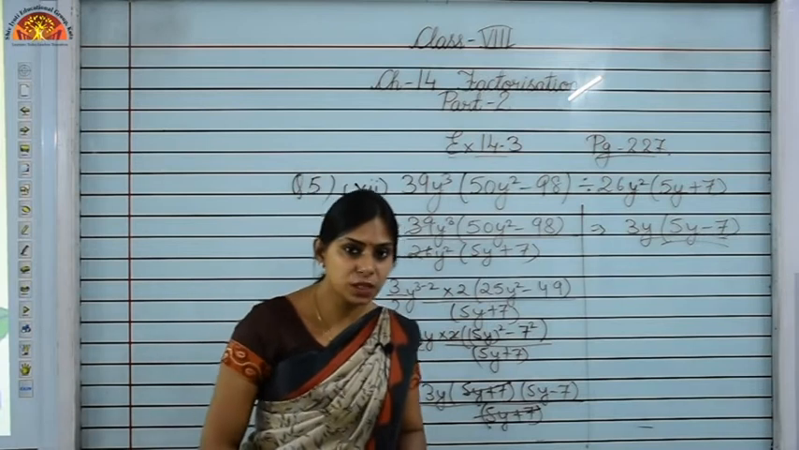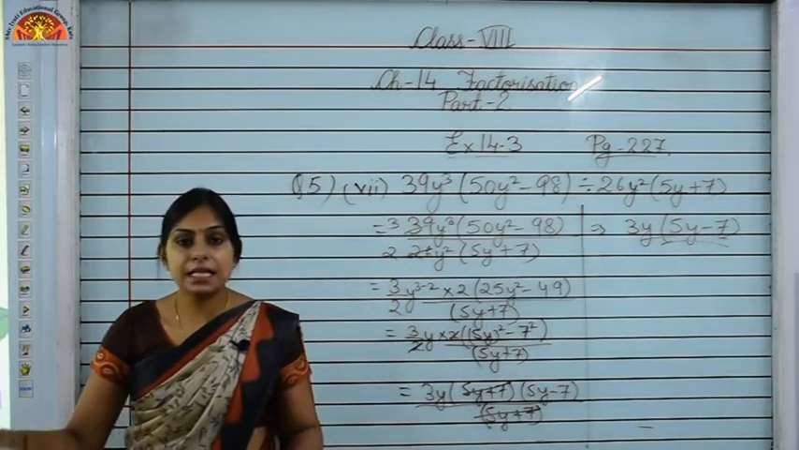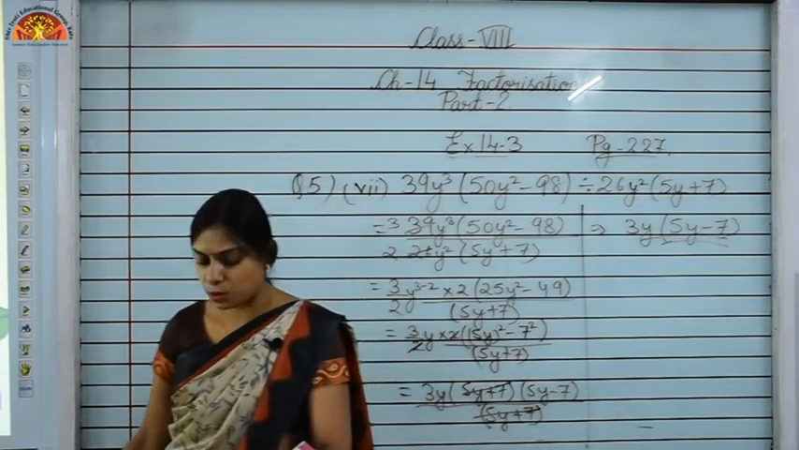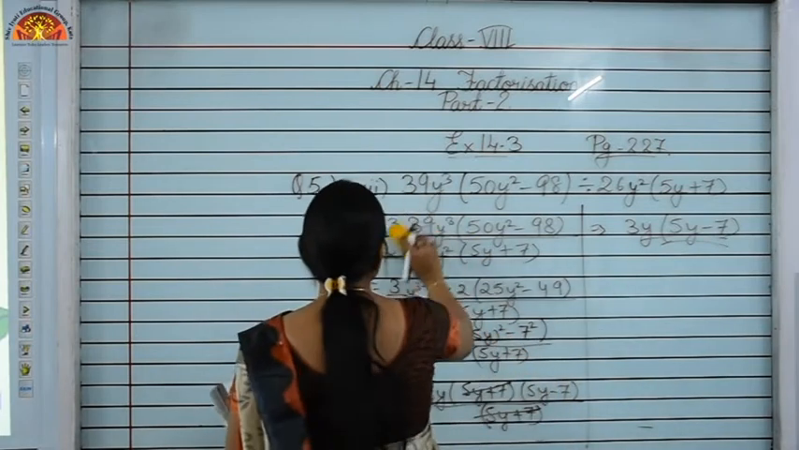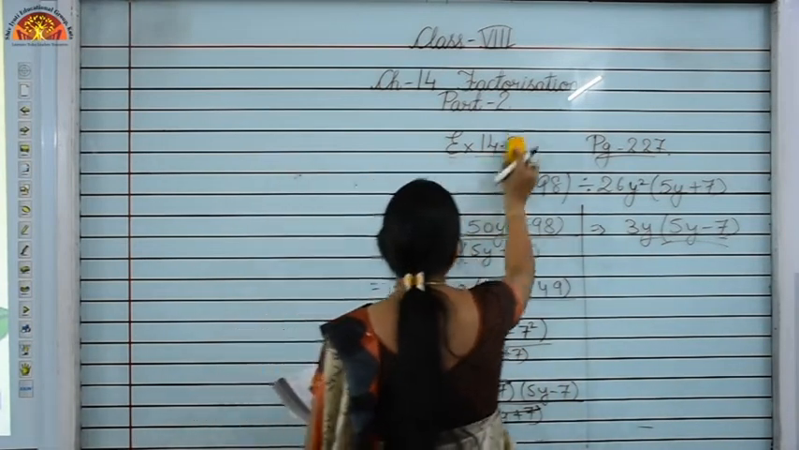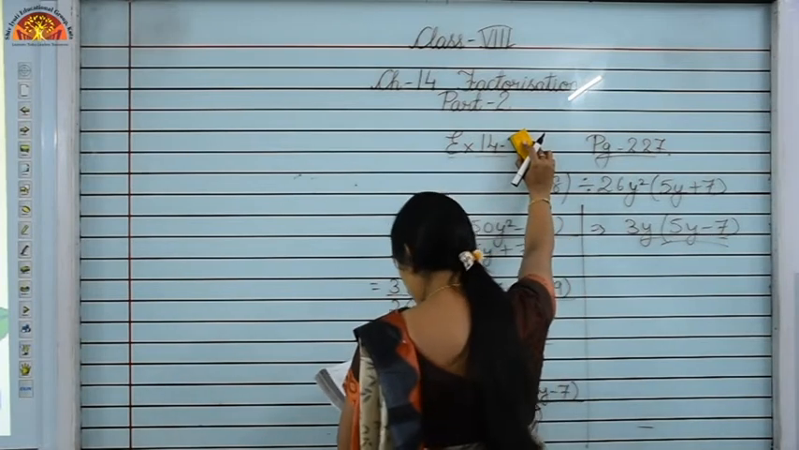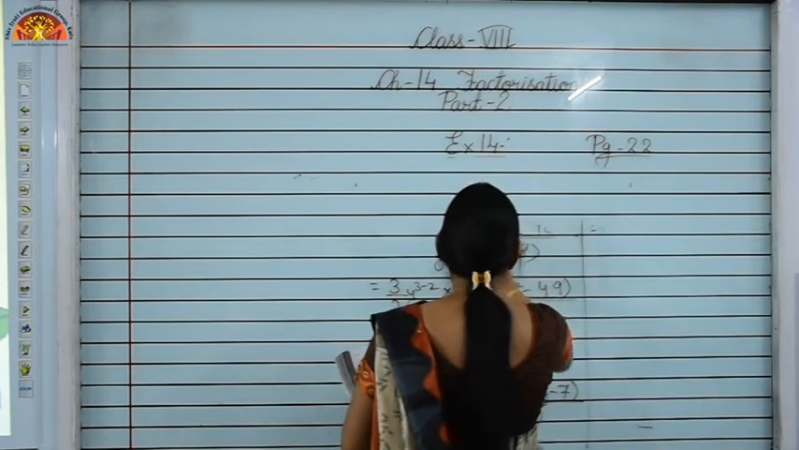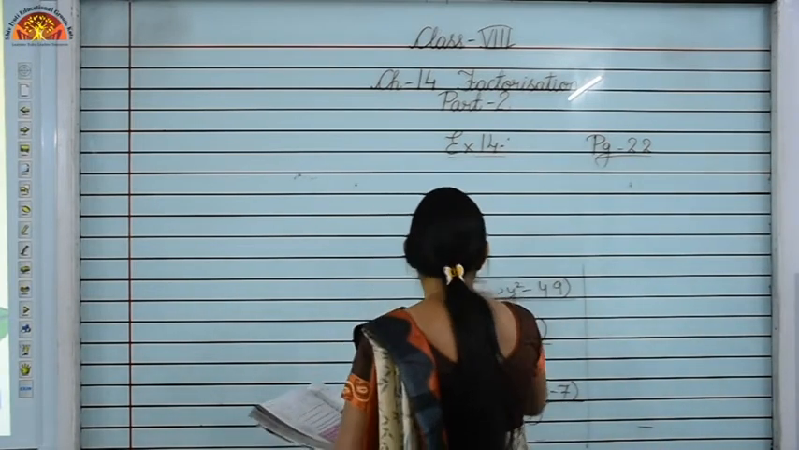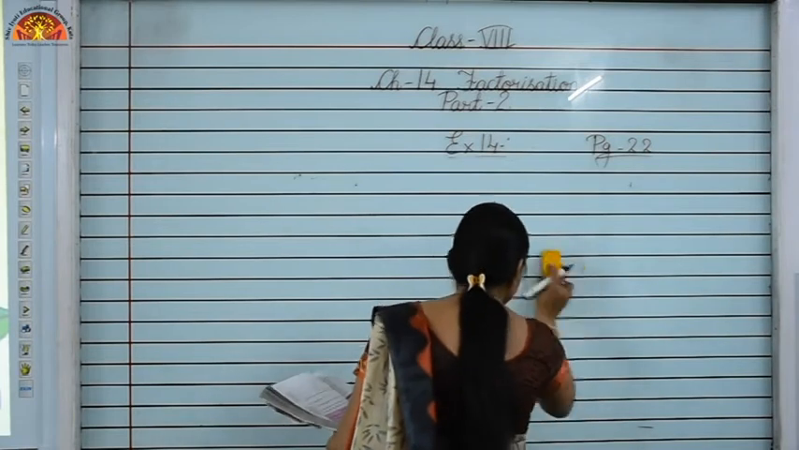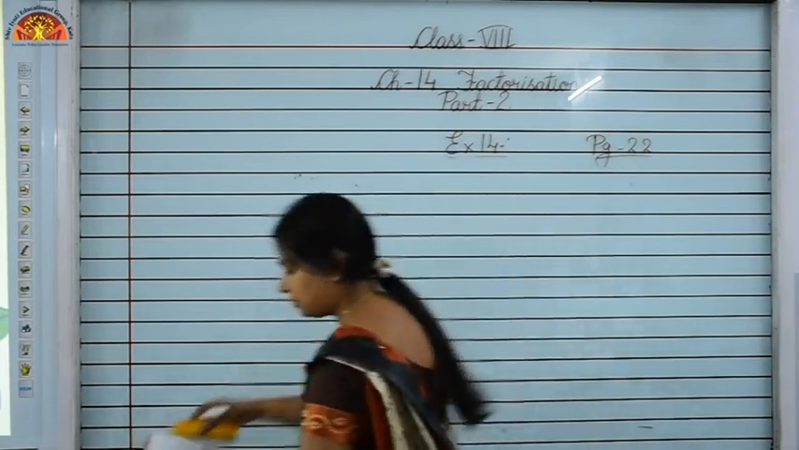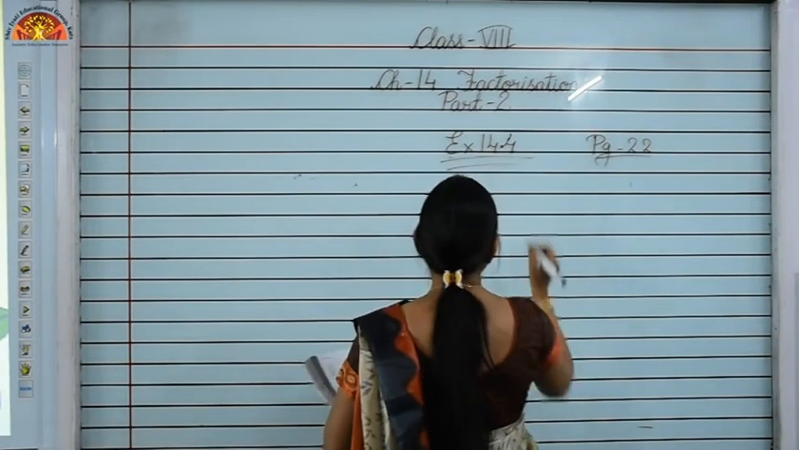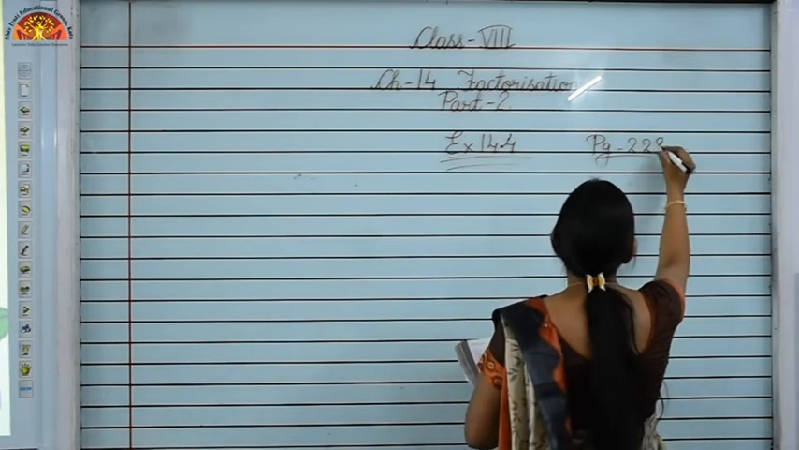Now children, we will move to the last exercise of this chapter, that is exercise 14.4, in which we will see how to find the errors. Okay, we will verify whether the left hand side is equal to the right hand side or not. So we will turn to exercise 14.4, that is page number 228. So please children, take out exercise 14.4 now. It's 14.4, page number 228.